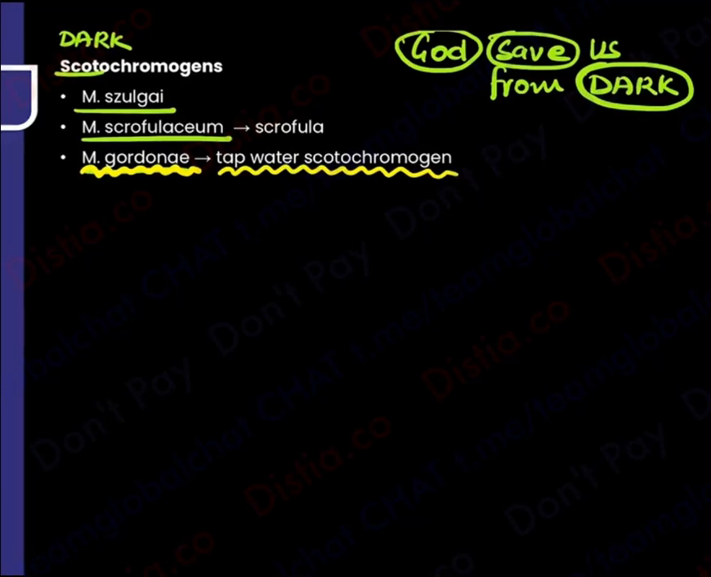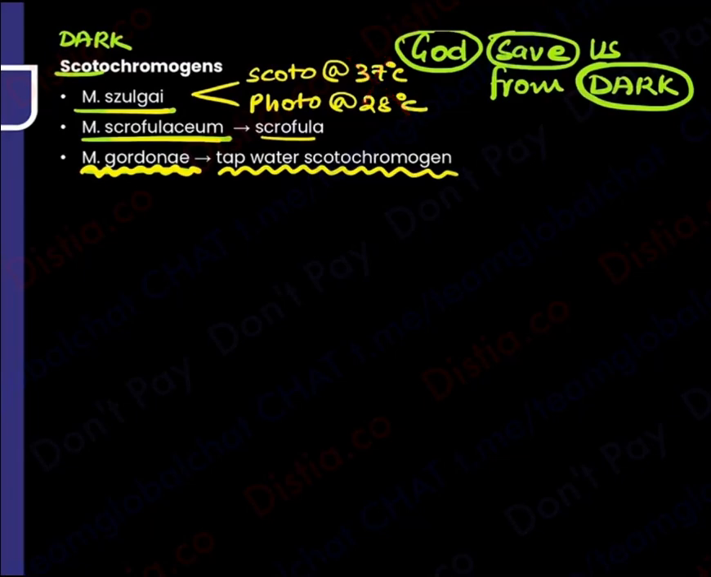Okay, next you have scrofulaceum, which is of course going to cause scrofula. This szulgai sometimes is a little here and there. Means sometimes it can be scotochromogen, which is at 37 degrees Celsius. Sometimes it can be photochromogen also, that is at 28 degrees. Not very important information, miss it if you want. Temperatures are not at all important. You have to know it can go here and there. So remember, God save us from the dark. Now let's come to the next one.